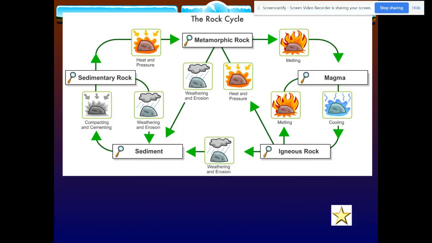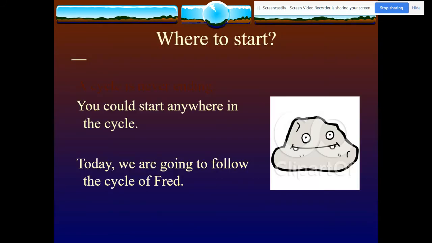So this one's just a different explanation of the same thing, giving you a little bit clearer definition with the arrows there. We're going to talk about what melting, weathering, and erosion are. Heat and pressure, compacting and cementing we've already talked about. So we're going to take a look at what these different steps are by following a rock through his journey on the rock cycle. So where can we start? We could start from anywhere in the cycle.